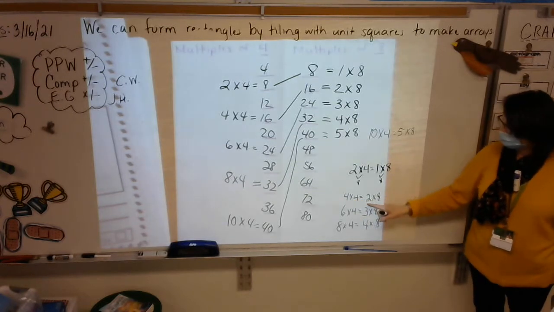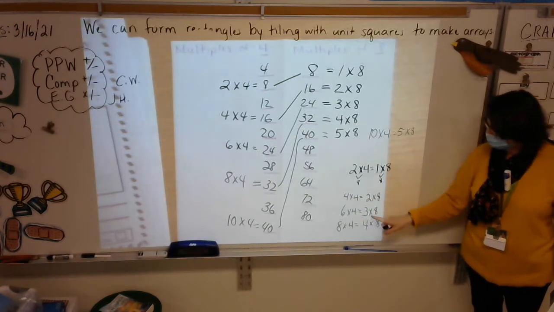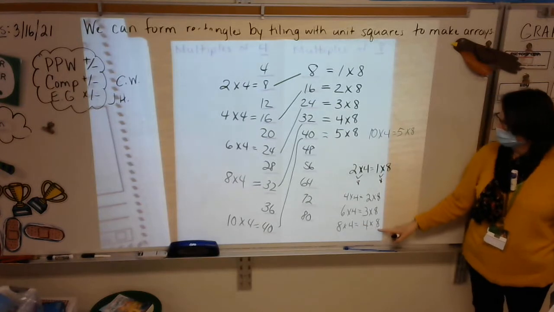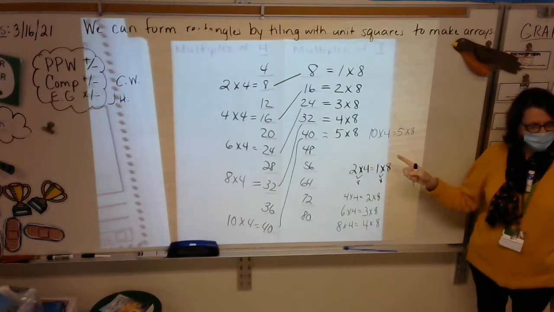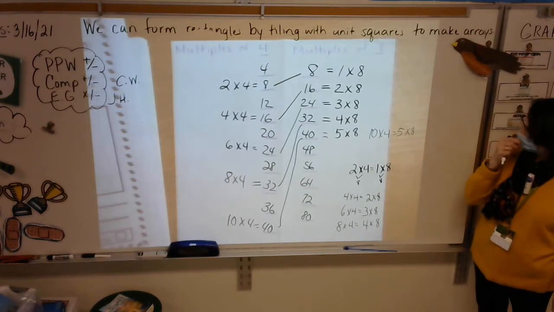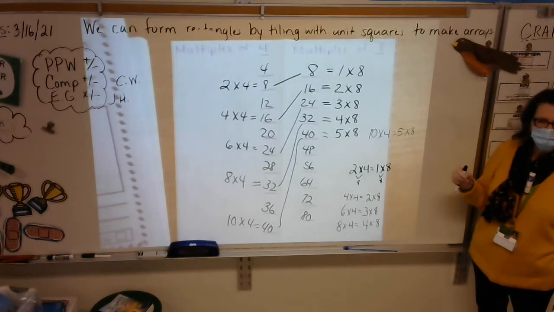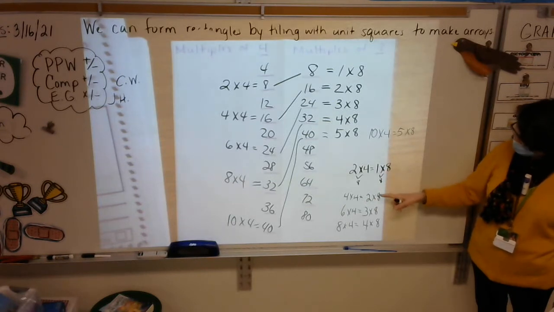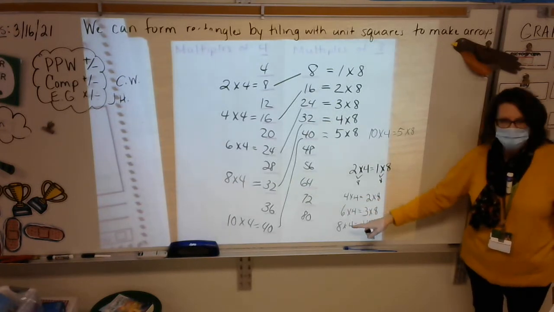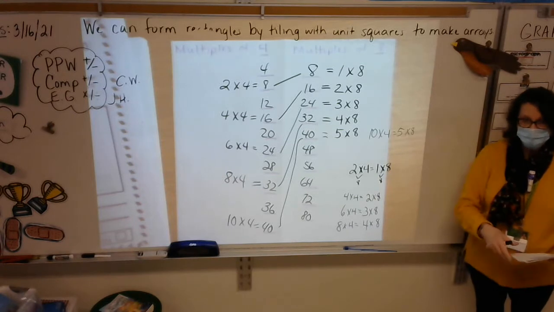Now I want to see, does anybody notice a pattern with these? We have 4 fours equals 2 eighths, 6 fours equals 3 eighths, 8 fours equals 4 eighths, 10 fours equals 5 eighths. Anybody notice a pattern they'd like to point out? Julia? Okay, so 1, 2, 3, 4, and here we got 4, 6, 8. So I think you're on to something there.